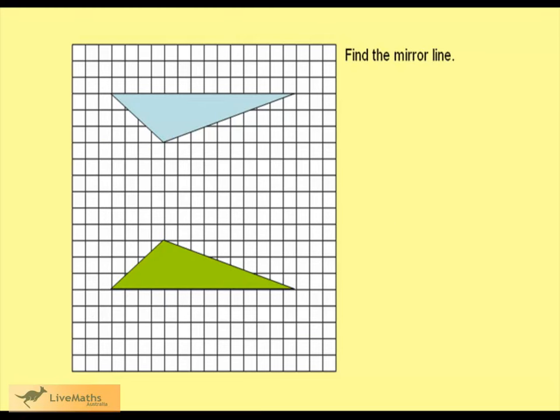We may get a question where we're asked to find the mirror line. The technique is as follows. We start by joining corresponding points. Look at the two triangles and join the points that correspond. These 2 points, these 2 points, and these 2 points.